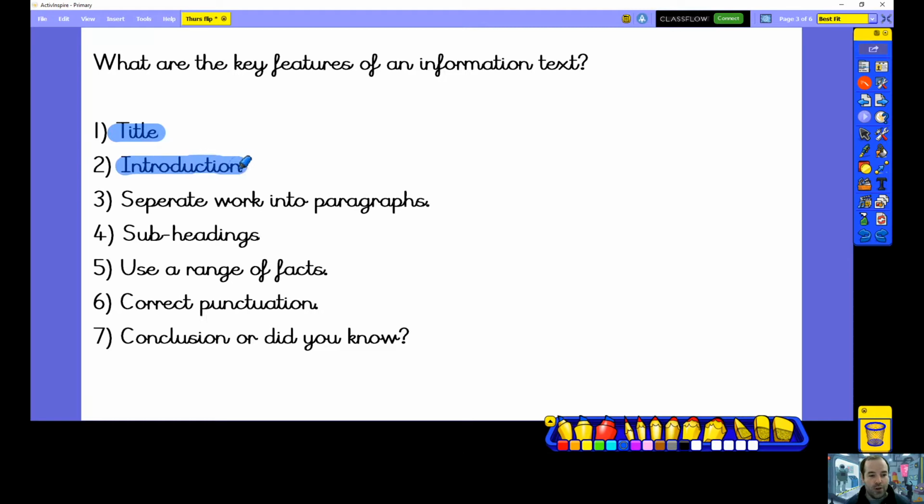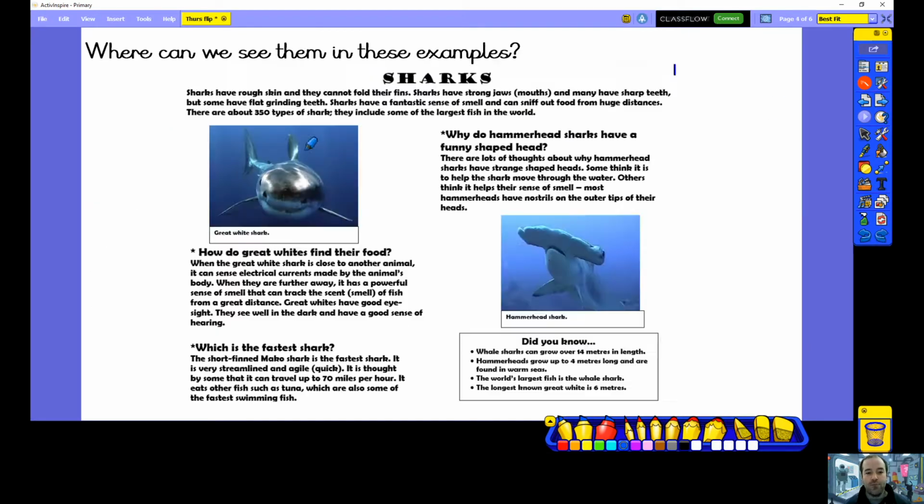Number two, introduction. Now, the introduction usually is a brief paragraph, and we've done these in class a little bit. They're a brief paragraph that introduces you to the topic that you are going to talk about. So for instance, here we go, sharks.